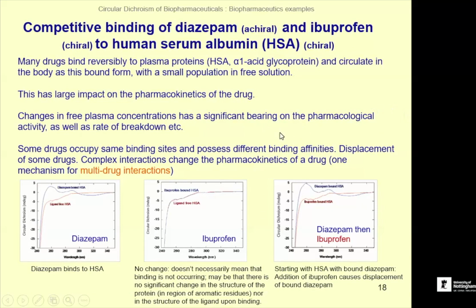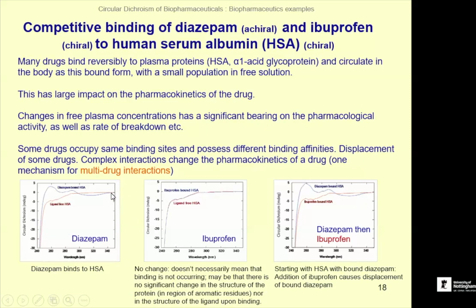In this case, we're looking at the competitive binding of achiral diazepam, where you don't see a signal, and ibuprofen, which is chiral, as I spoke about earlier on, to human serum albumin, which is chiral. So we've got a mixture here. And the question is, do they compete with each other? CD has been used to answer that question by, first of all, looking at the characteristic near UV spectrum of human serum albumin, which is shown by the red line here. Okay, that's the spectrum.